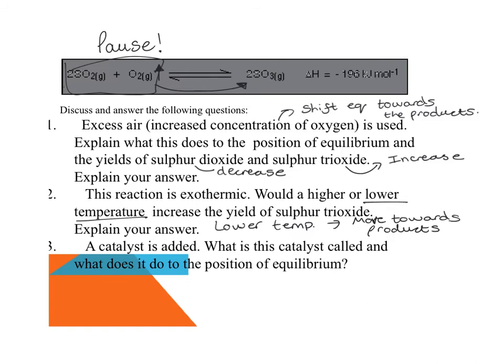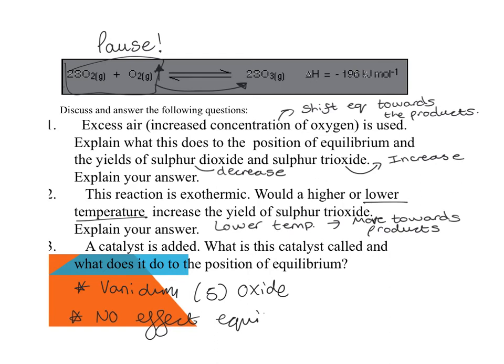Okay, a catalyst is added. What is this catalyst called, and what does it do to the position of the equilibrium? Okay, so it's called vanadium(V) oxide. You need to remember that. Okay, catalysts have no effect on equilibrium. They're not going to shift the equilibrium themselves. Okay, but because they lower activation energy, they will naturally shift it towards the products because more of the reactants are going to react.